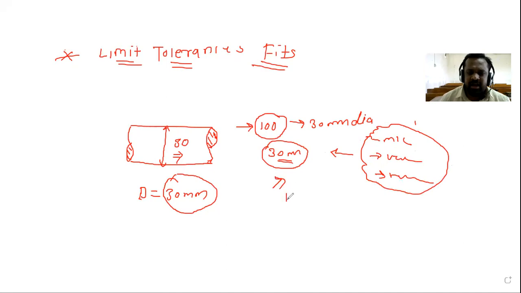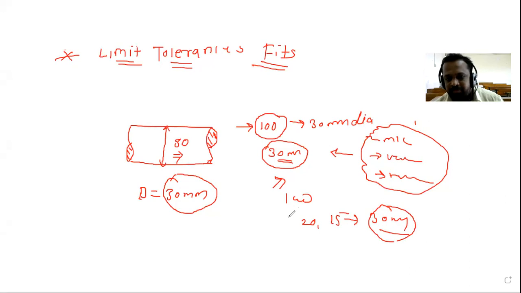Out of 100 shafts, nearly 20, or we can say 50 shafts, have the exact 30. Sometimes we can produce that exact dimension, but every time it is not possible to produce that exact 30 mm shaft. It is not possible every time.